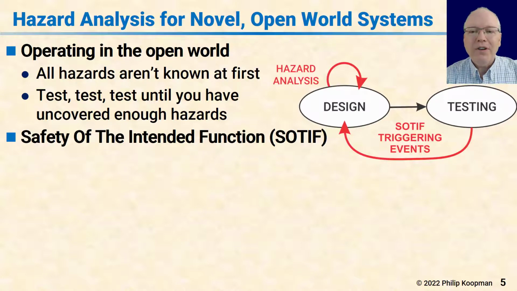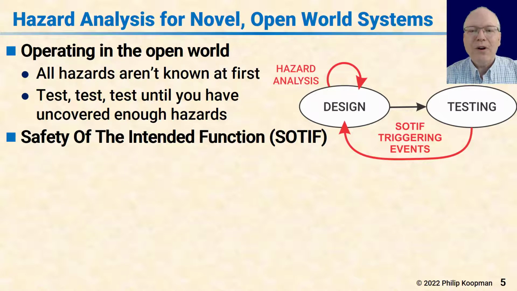From a process point of view, what it looks like is you have a design cycle that does the hazard analysis up front. You then go into testing. And once you're testing, you find surprises, things you didn't think of in the design. That process tends to be called dealing with the safety of the intended function, SOTIF.